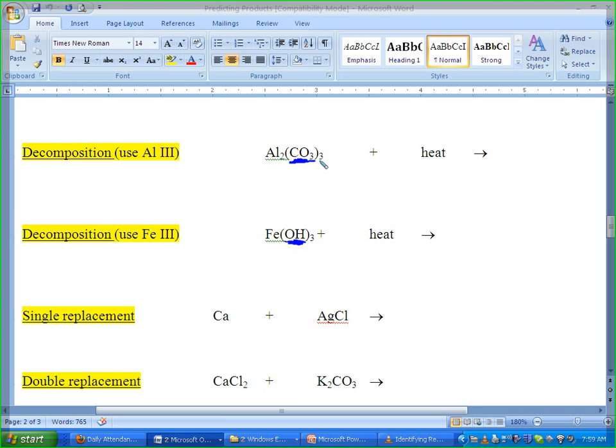CO2. And what's the other one? Alright, a metal oxide. So metal oxide means that we are going to have oxygen, because you have to have oxygen for oxide, and then the metal. The metal is going to be aluminum. It says use Al3, so that means we have 3+. What's our charge of oxygen?